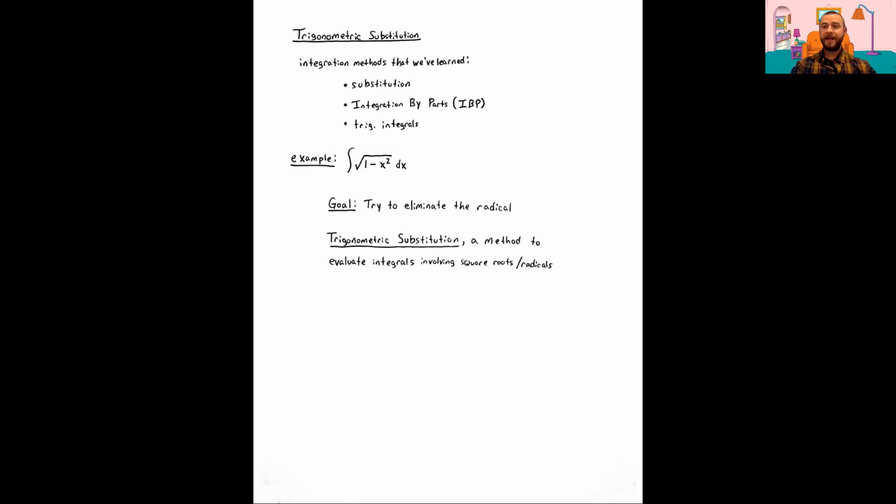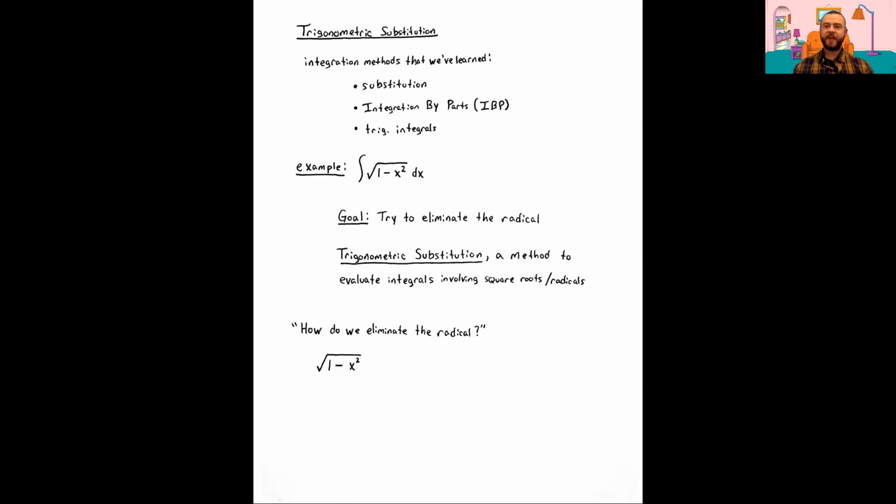All right, now let's take a look at how we incorporate this title, trigonometric substitution. The title gives you a hint, but let's see where that title comes from. So let's think, for this radical, the square root of 1 minus x squared, how do we eliminate the radical? We can't simply just square this quantity. You can't square some quantity. You can only square each side of an equation. So squaring, that's not an option.